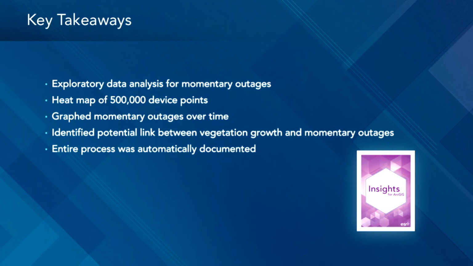Yep. All right, so we did some more exploratory data analysis this time. Again, we're focusing on those momentary outages. We were able to do a map of 500,000 device points. We graphed them in different ways, looked at it over time. We think we have a link between the vegetation and these momentary outages. And again, that was automatically documented. We could run that again. We could send that model off to somebody else so they could run it with their own data. And again, we could share it with an interactive web page as well.